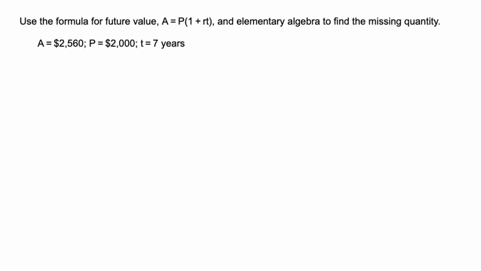Use the formula for future value A equals P times 1 plus RT in elementary algebra to find the missing quantity. A equals $2,560, P equals $2,000, T equals 7 years. The value that's missing is R, so we're going to find the interest rate for this problem. Remember that R is given as a percent, so our final answer needs to be a percent.